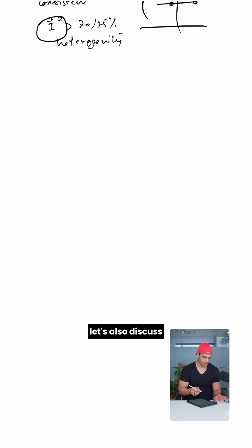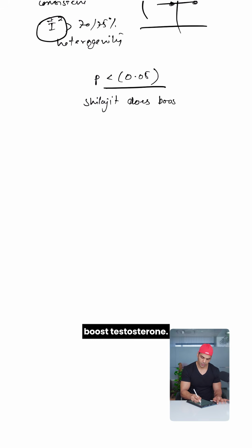Right. Apart from this, let's also discuss effect size. So remember when we were talking about Shilajit increasing testosterone. Sure, let's assume that we have results where P is less than 0.05. So we have already rejected the null hypothesis, and we somehow come to the conclusion that Shilajit does boost testosterone. When we look into the data, we realize that Shilajit boosts testosterone levels by 3%. Now, 3% is peanuts.